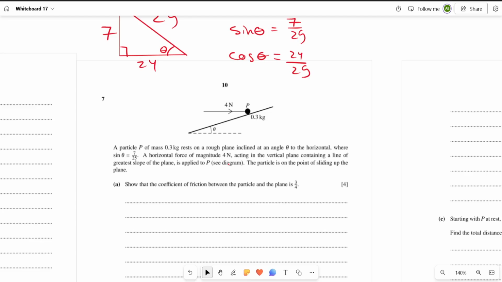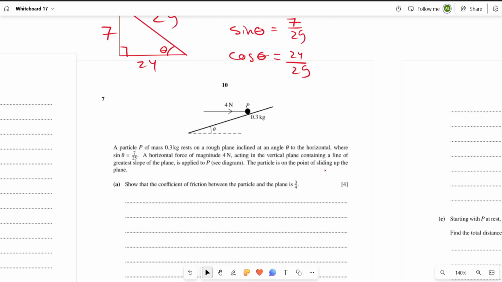Okay. So a horizontal force of magnitude 4 N acting in the vertical plane containing a line of greatest slope is applied to P. The particle is on the point of sliding up. Again, on the point of sliding up tells you that it's in equilibrium, however limiting equilibrium, so friction is maximum. Show that the coefficient of friction is this.